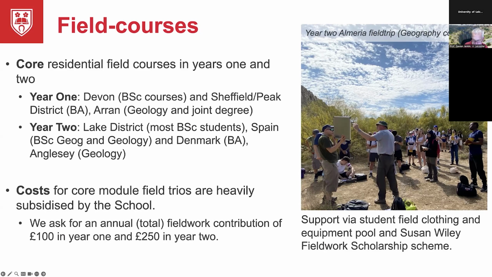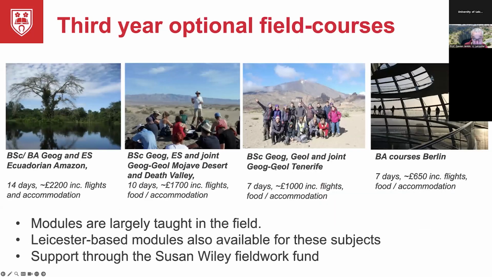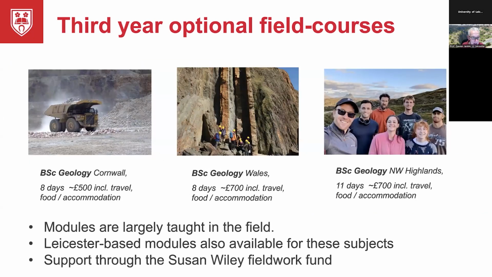Okay, so much less than you've been paying at school for any school trip. Third year, you do have to pay more like the full cost of the trips. So, for example, you could go to Tenerife, and that's about £1,000 all in, but a fantastic trip. And I can say that I've been on that. We also have options in the third year to go to Cornwall or to Wales, that's more paleontology, or Northwest Highlands, which is looking at the structure in that area.